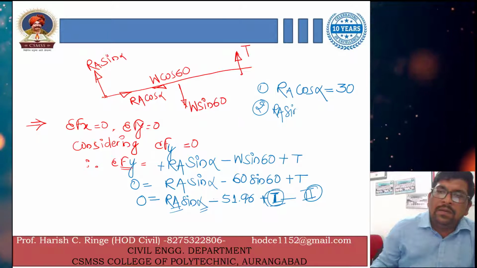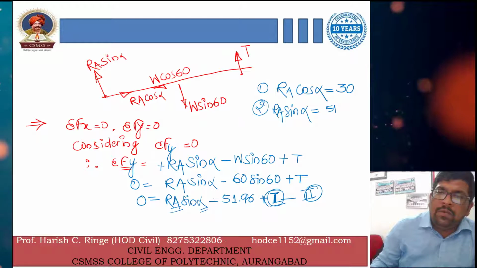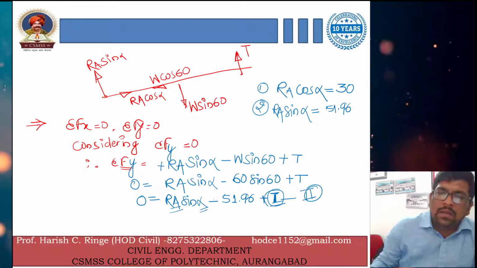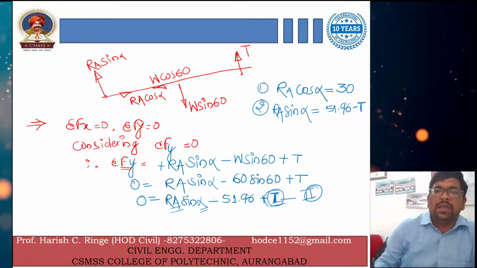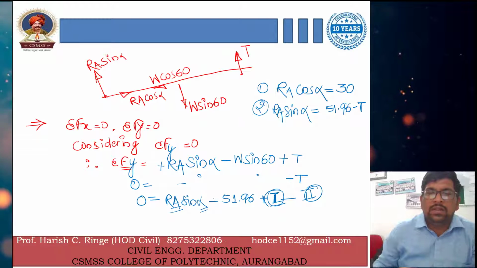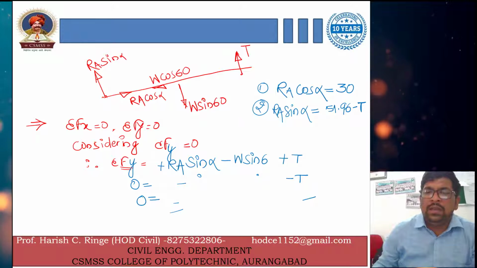So in the second equation, we have Ra sin alpha is equal to 51.96 minus T. This is the value of T. Okay, so we will just erase all the contents that we have seen earlier, and we will see how to calculate T now.